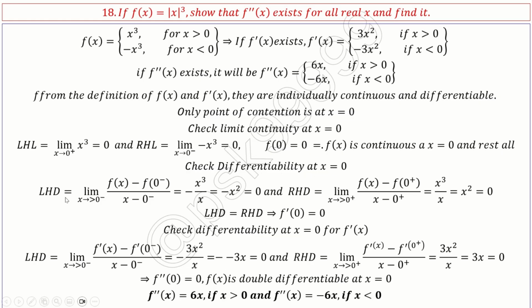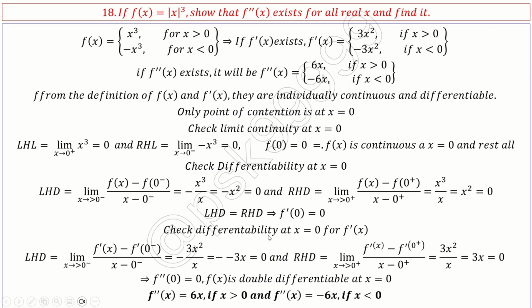Now differentiability. Okay, LHD is nothing but limit x tends to 0 minus of f of x minus f of 0 divided by x minus 0, which is nothing but minus x square, which is 0 at x equal to 0. RHD, right hand derivative, also you will get x square, which is nothing but 0. Okay, so LHD equal to RHD equal to f dash 0, which is 0. So it is differentiable at f dash 0 also.